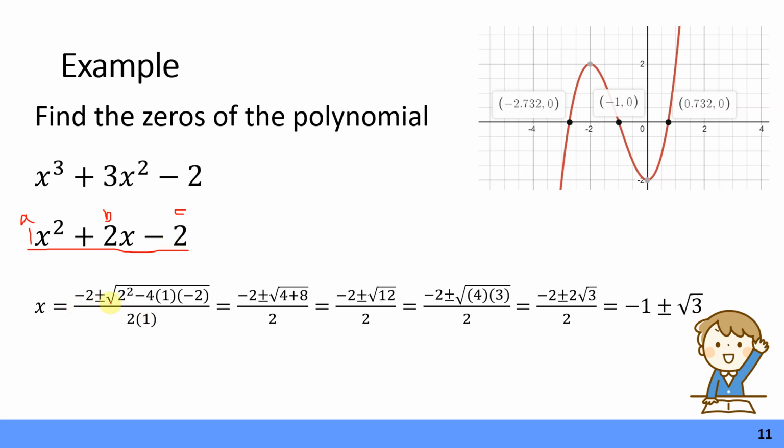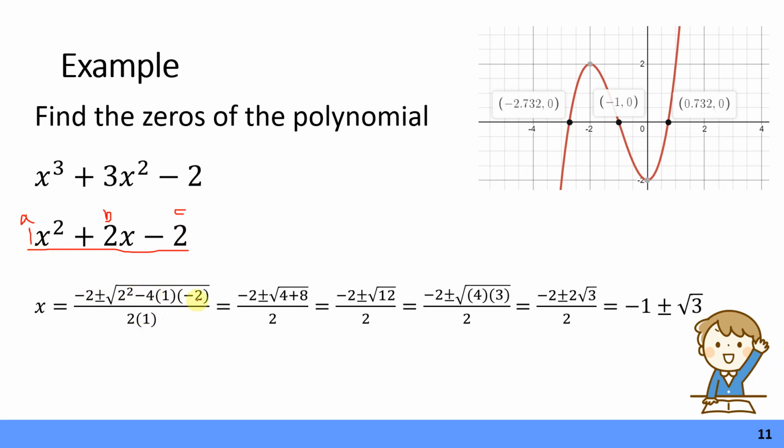In case you forgot the quadratic formula, it's negative B plus or minus the square root of B squared minus 4AC, all over 2A. And then I just replace the values. So negative B, which is 2, plus or minus the square root of B squared, which is 2 squared, minus 4 times AC, which is 1 and negative 2, all over 2A, so 2 times 1.